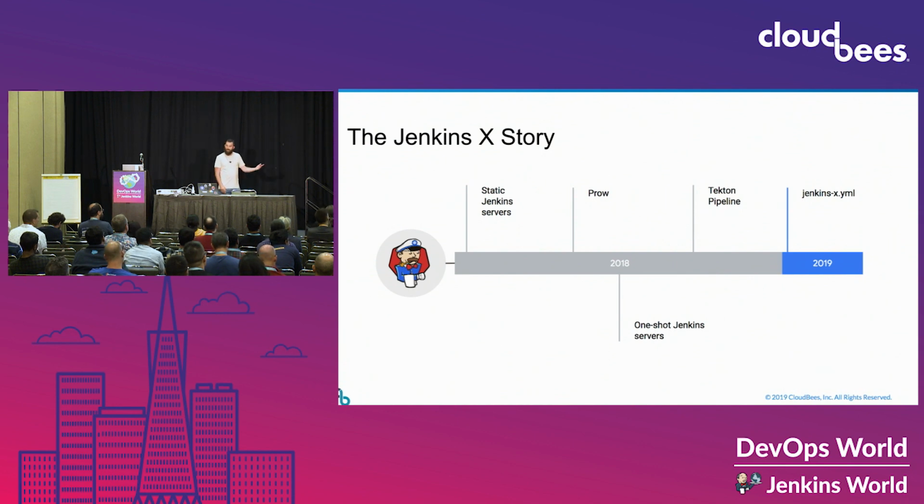So then at the start of the year, we went with the Jenkins X YAML, and we haven't looked back since. We used Jenkins X to build Jenkins X, and the results have been quite astonishing. I keep saying we need to share a number of our builds and our build times as well. I haven't done that, but I will do it.